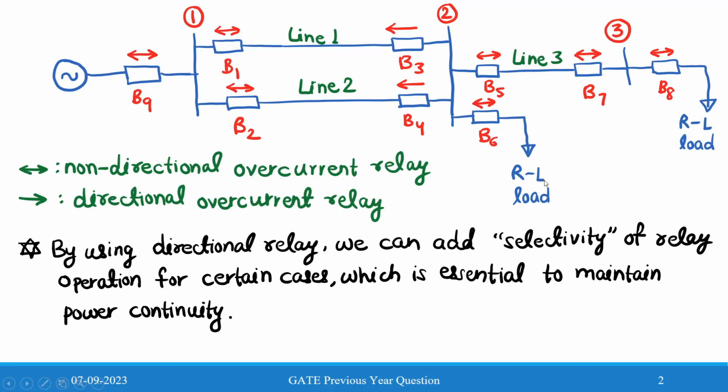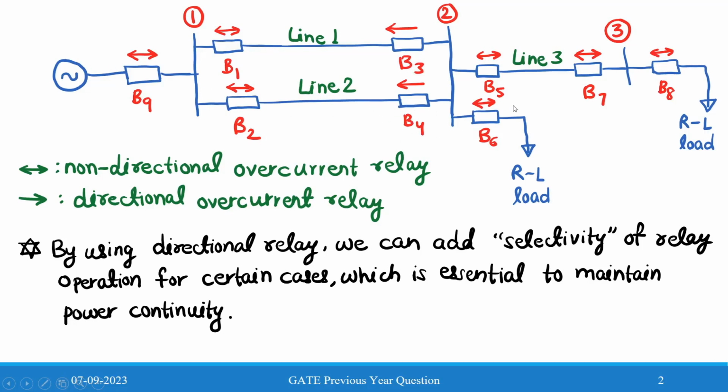So by adding directional overcurrent relays, we are giving selectivity for relay operation, which is essential to maintain power continuity. We can understand from a simple example: suppose a fault occurs at line 1, then circuit breaker 3 will see the opposite current, so correspondingly relay 3 will operate, and relay 4 will not operate.